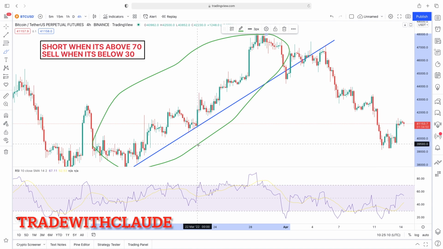Looking at this now, at this level, it is above 70. If I decide to short the market, you will see that the price kept going up.